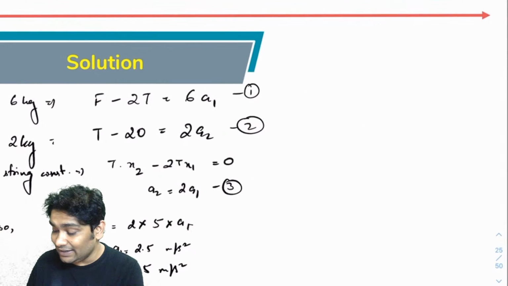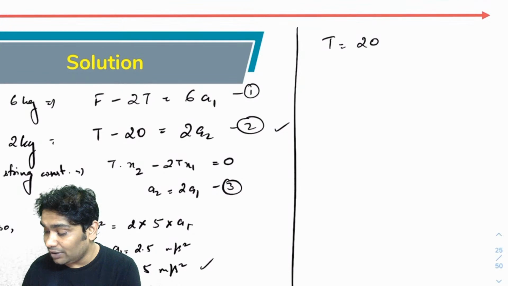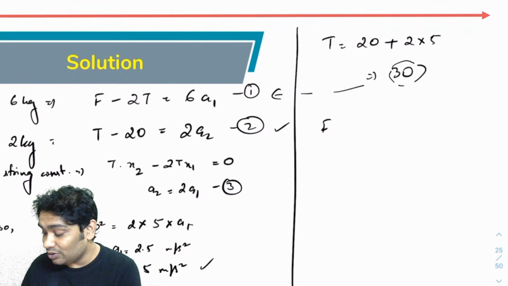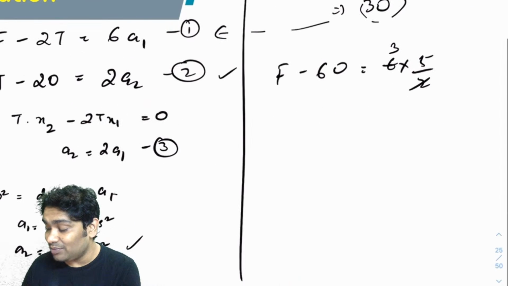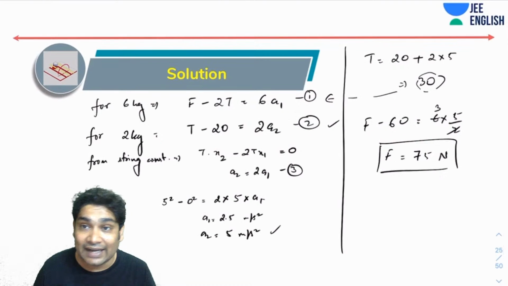Now it's very, very easy. I can substitute this value here and I will get my t. So t would be equal to 2 into 20 plus 2 into 5, which would be 30. Now if I put this value over here, I should get f. So f minus 60 should be equal to 6 into 5 by 2. So that is it. And f comes out to be 75. So yes, Pawan was right. 75 Newton is the right answer.